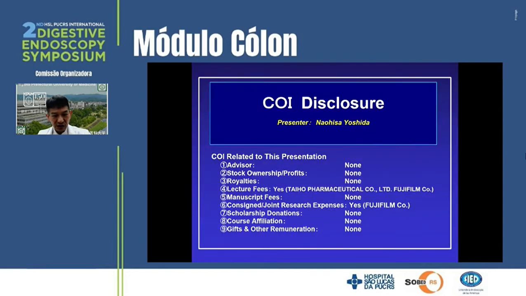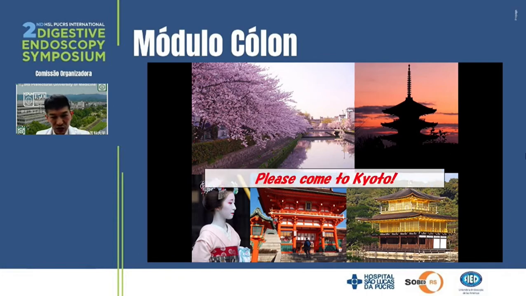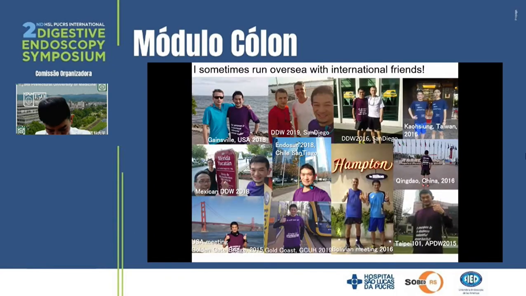This is my COI. And these are beautiful images of Kyoto, cherry blossoms, temples, shrines, and a beautiful lady in downtown. So please come to Kyoto someday. And yeah, I'm an endoscopist, and I am a runner as well. So I sometimes run overseas with international friends, including Brazilian friends.